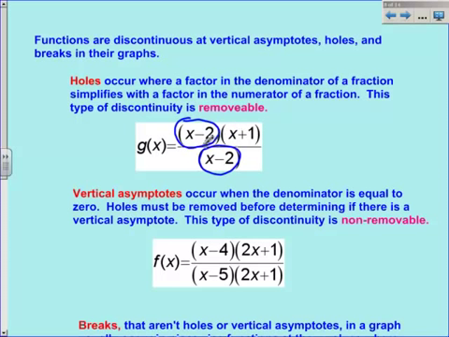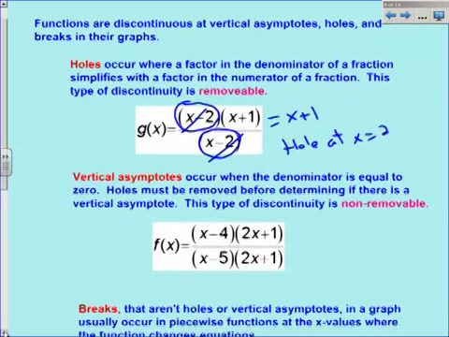It's called removable because, watch this. We removed it. It's gone. See? That's a removable discontinuity, and we get a new function, x plus 1. That's going to be a hole in the graph at 2. You've seen this before, by the way. That's not the first time we've talked about that.